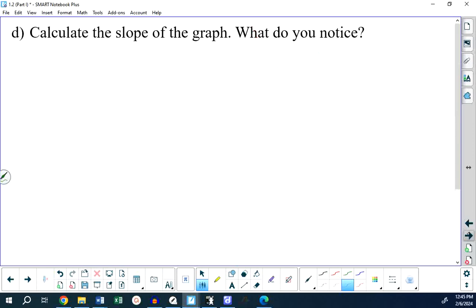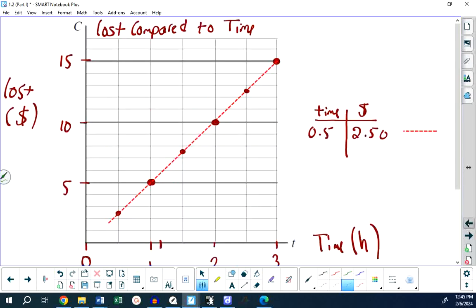Okay, let's get back to it. What's the slope of the graph? So we're going to find the slope using 2 points. It doesn't matter which points we use. Let's use this one and this one. So this is at 3, 15. This is at 1, 5.